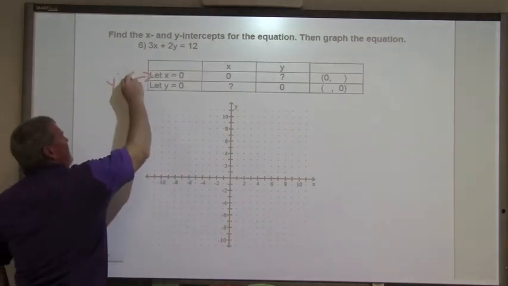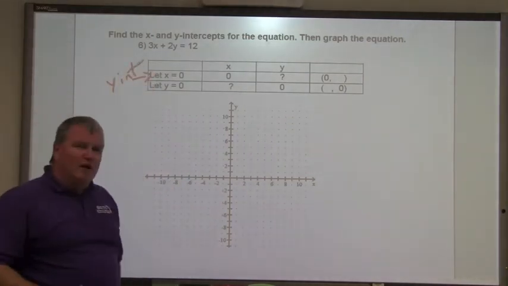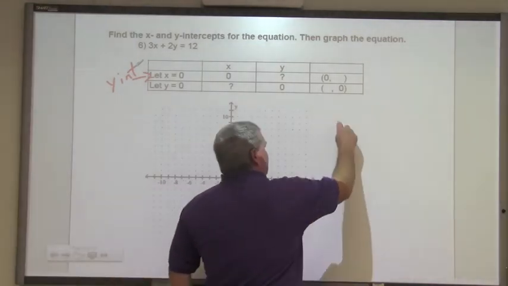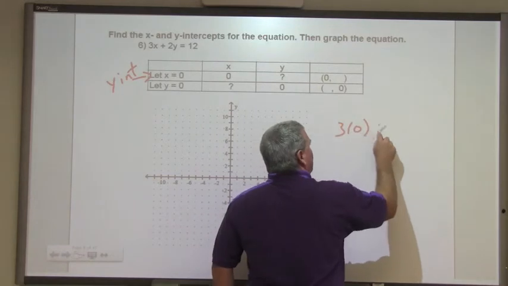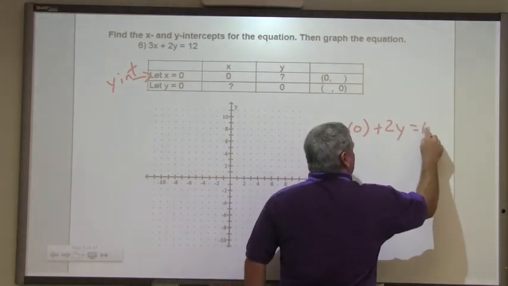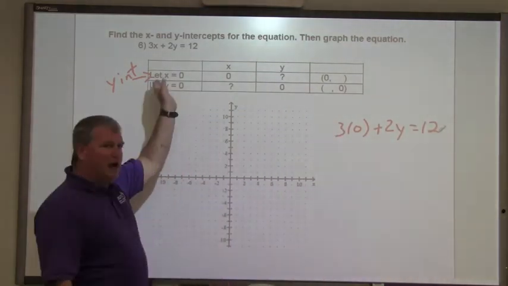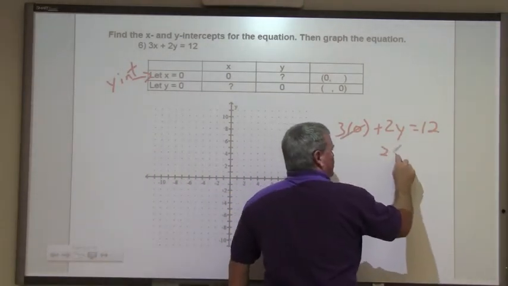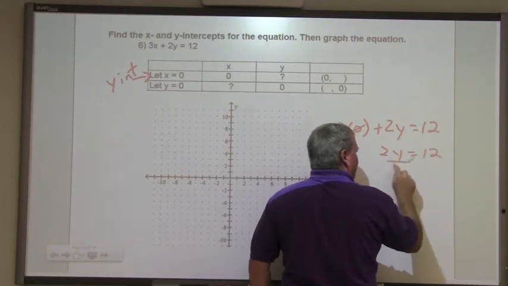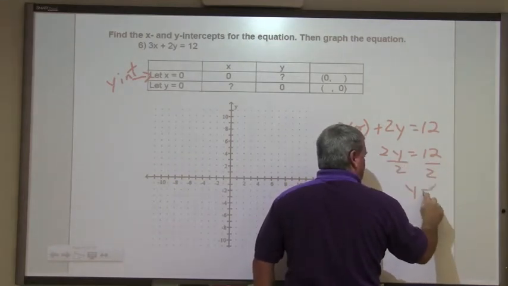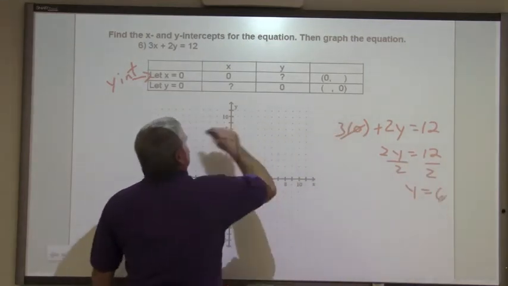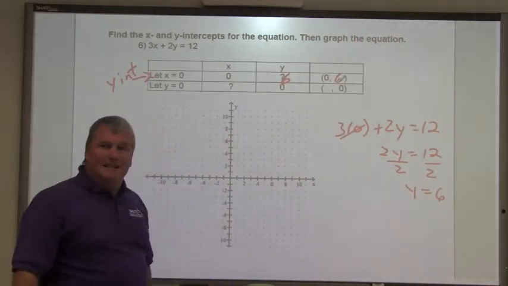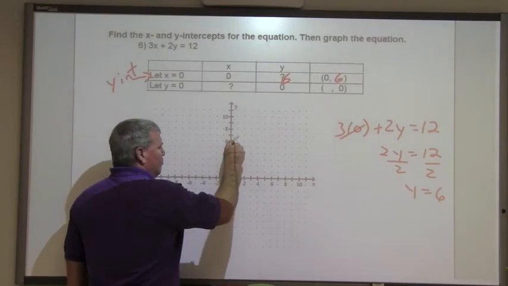That gives you the y-intercept. If you want to find the y-intercept, you let x equal 0. So when we do that, we get 3 times 0 plus 2y equals 12. Because when you plug in 0 for x, it eliminates the x values. So when you get rid of that, it gives you 2y equal to 12. Divide by 2, and y equals 6. So the y would equal 6. So my y-intercept is (0, 6), which would be right there.